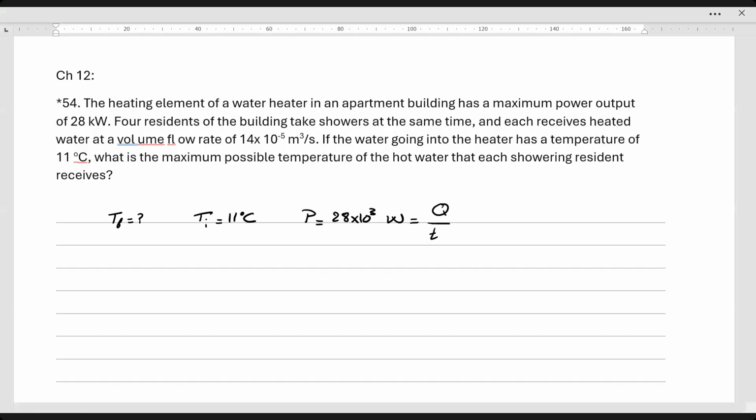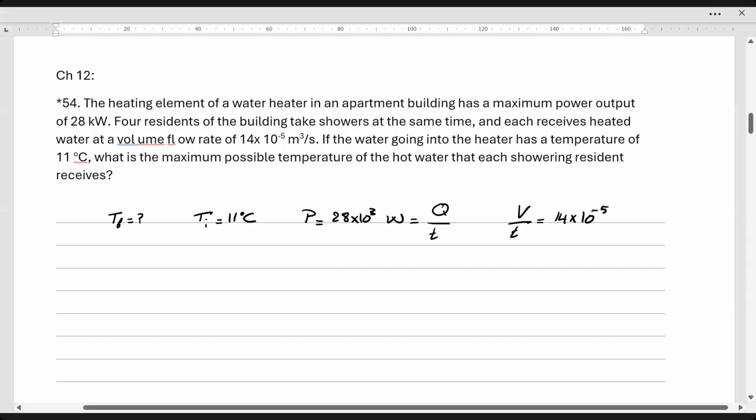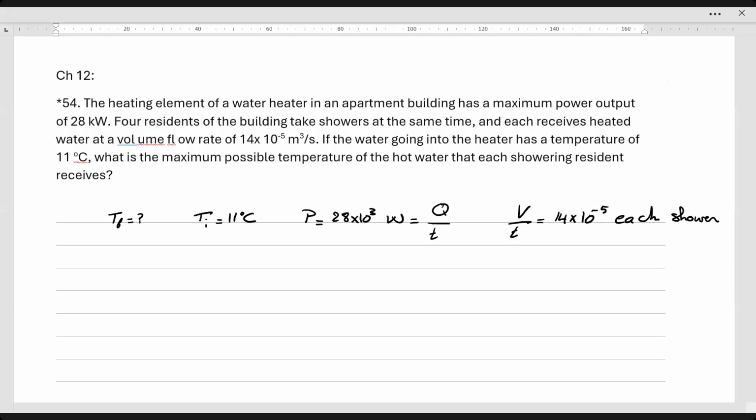We're also given that we have four residents and each is receiving water at a flow rate. Remember, the flow rate is basically the volume with respect to time. So the amount of water that is flowing per second. This is equal to 10 to the power of minus 5. However, I have to account for each shower, and I have 4 in total.